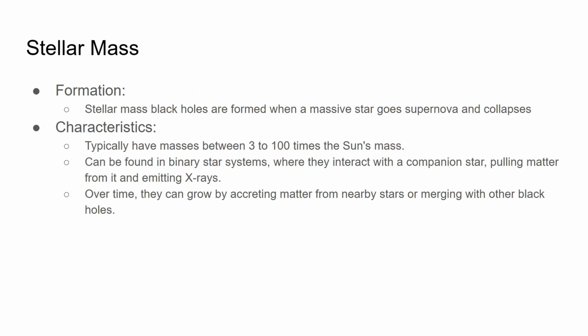Stellar mass black holes are formed when stars go supernova and collapse. In order to have a stellar mass black hole, you need a mass 3 to 100 times the sun's current mass. They can be found in binary star systems where they interact with a companion star, pulling matter together to form and emit X-rays. Over time, they can grow by accreting matter from nearby stars or merging with other black holes.